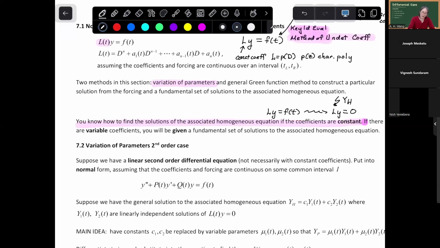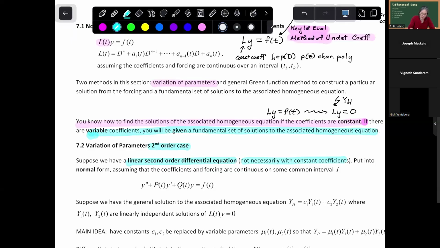Now, what if there are variable coefficients? Okay, so if there are variable coefficients, then you're going to be given a fundamental set. We will give that to you. Now suppose, we're going to keep it real simple, we're going to do second order. Okay, so say you have a second order linear differential equation, not necessarily with constant coefficients. You might, but you might not.